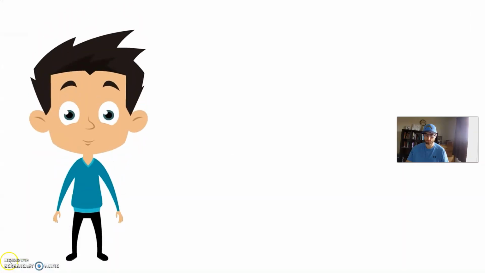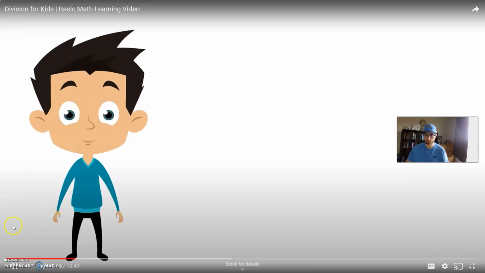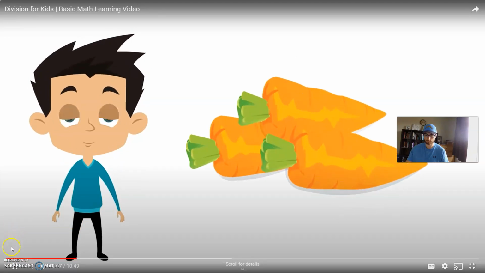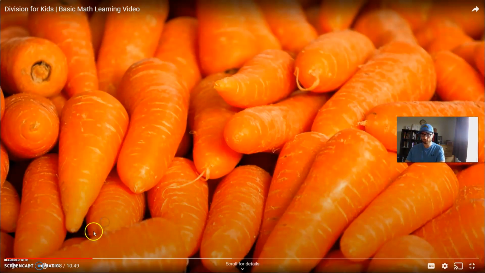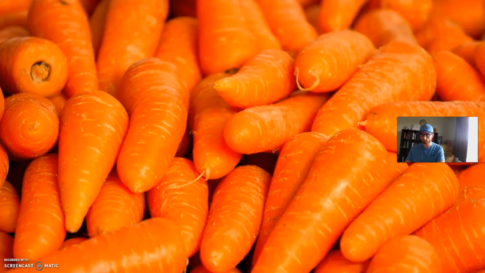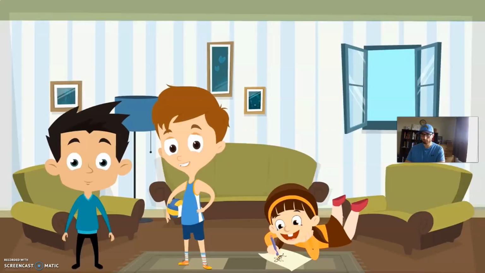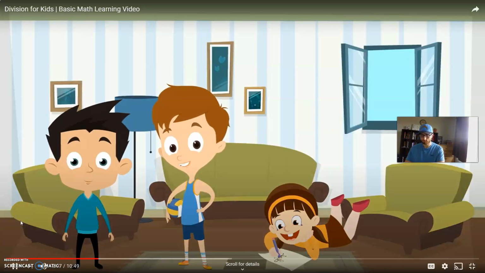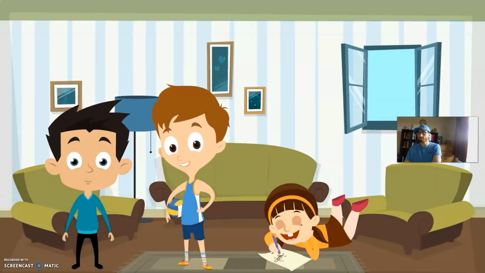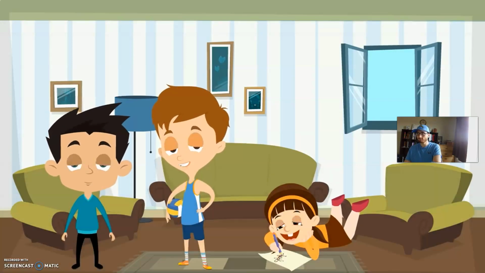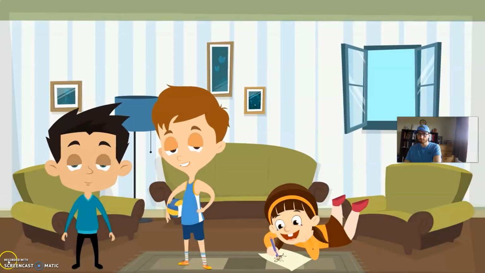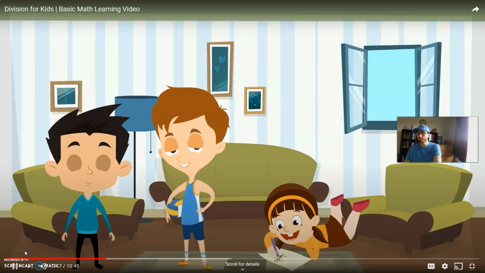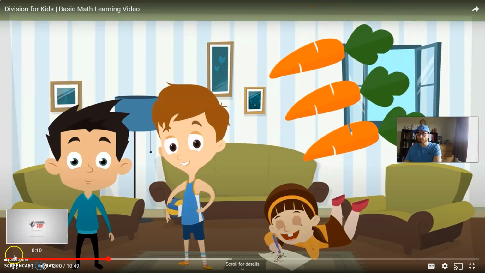Start off with a story. There's this kid named Ethan, and Ethan loves carrots. Well, Ethan has two friends over, Kevin and Chloe, and they start to get hungry. Of course, they all love carrots because carrots are like the perfect snack. Now, in Ethan's house, there are just 3 carrots.